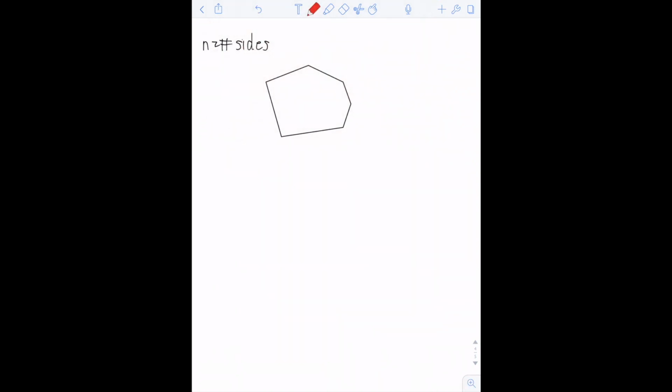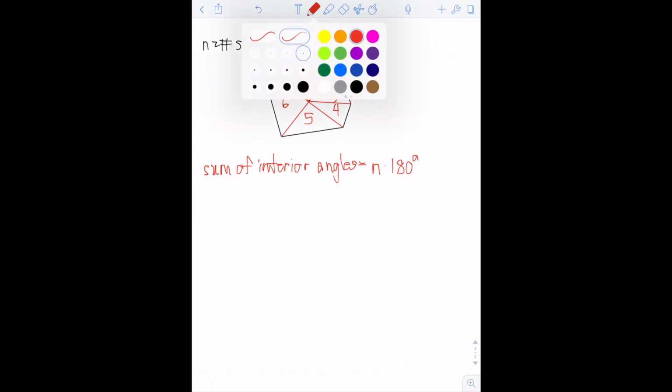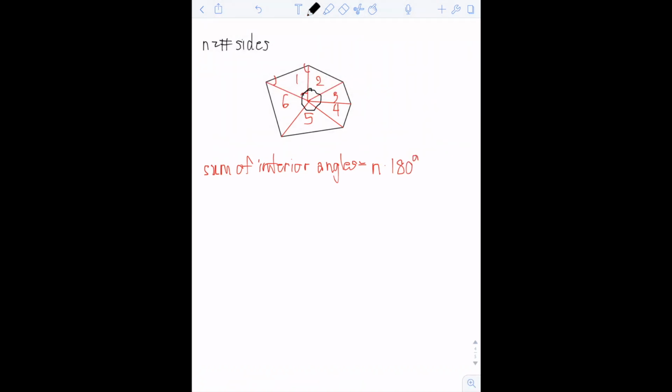Another way we can see this is if we choose some point and draw segments from the point to the vertices in this polygon. We can see that we've created n triangles, or in this case 6 triangles. And the sum of the interior angles would then be the sum of these 180 degrees for each of the n triangles, but we have to subtract this center circle, or 360 degrees. So this still gives 180 n minus 360 degrees, which is 180 times n minus 2 degrees.